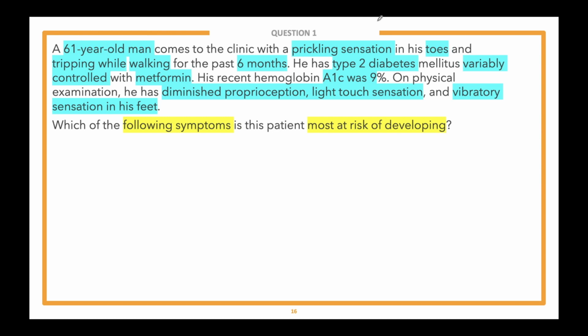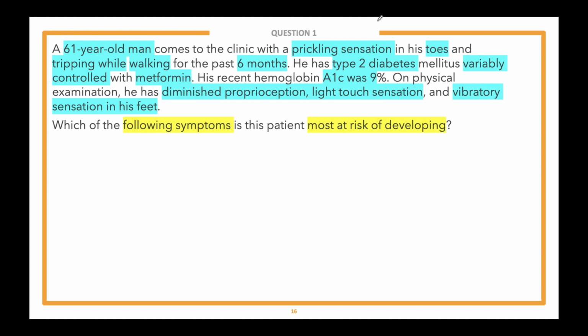How long has it been going on for? 6 months. Okay, so right off the bat, you're told a lot of information. You definitely want to make note of that. We were given some medical history about his diabetes, the level of control, the medication he's on, his hemoglobin A1C, and then some important physical exam findings, especially when you're going through neurology. Those physical exam findings are very important to go through and make sure you're understanding what they could be pointing to.